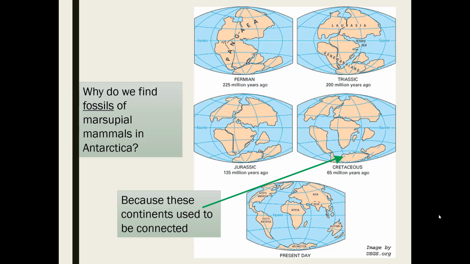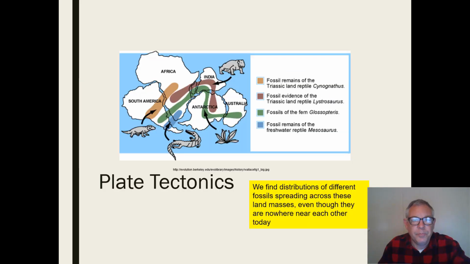And we also see fossils of marsupial mammals in Antarctica. And of course, in Antarctica, there are no mammals that live there today other than humans and seals and things, I'm sure. But there are certainly no marsupials that live in Antarctica today. But Antarctica used to be much closer to the equator. And we find fossils of these organisms because Antarctica connected South America to Australia.